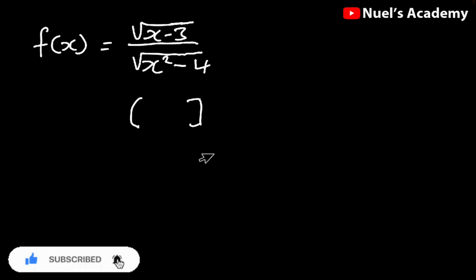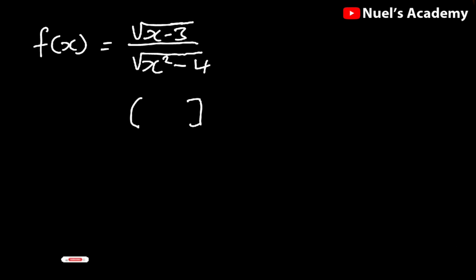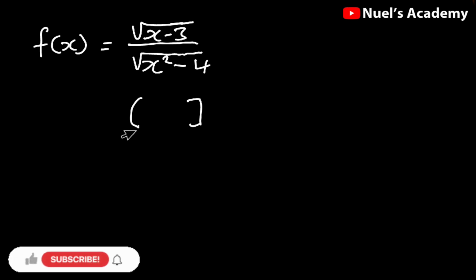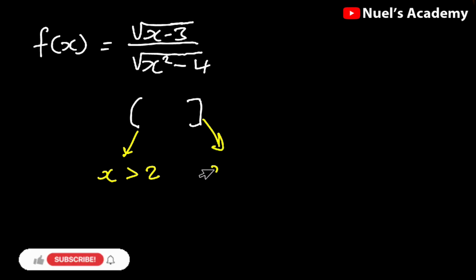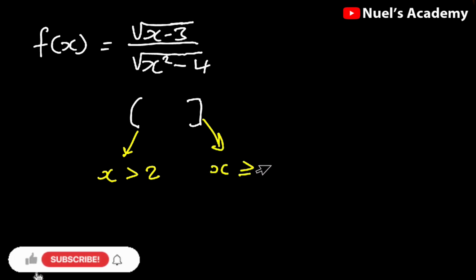of a function. So when do we use parentheses and when do we use brackets? We use parentheses when we are dealing with a strict inequality, for example, when you have x is greater than 2. And then you use brackets when we are dealing with weak inequalities, for example, x is greater than or equal to 2. Now, let me show you how you write it.